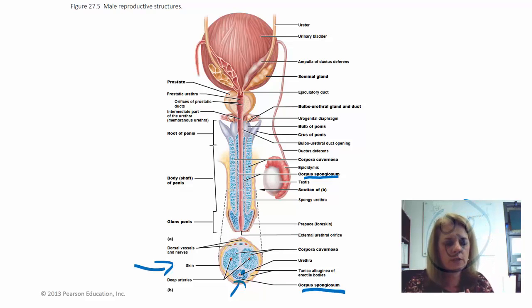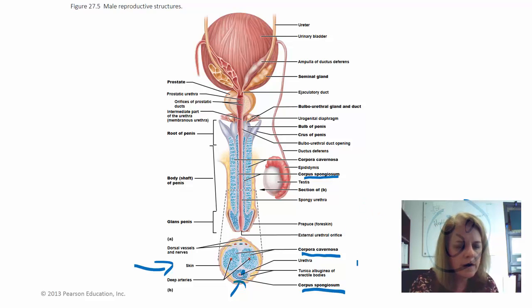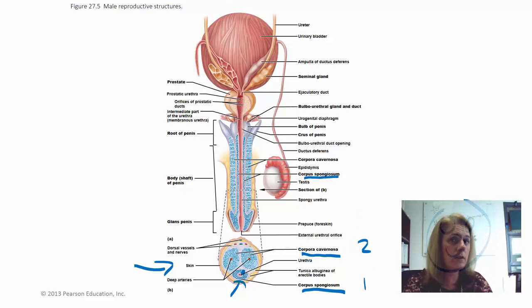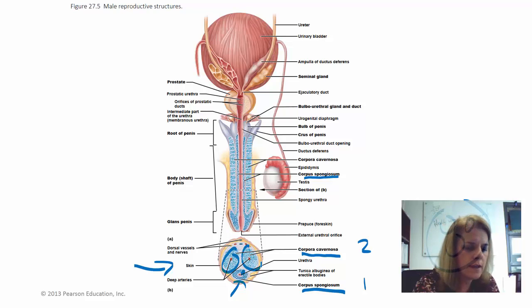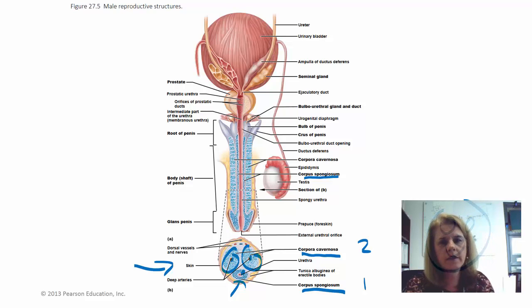That corpus spongiosum will engorge and keep the urethra from being squished and closed by the other erectile tissues, which are your corpora cavernosa. Now, corpus is singular and corpora is plural. If you're talking about both of the corpora cavernosa, you would say corpora. If you're talking about just one of them, you would say corpus. But don't get too freaked out about that, but that's why sometimes you see it say corpora cavernosa versus corpus cavernosa. You have two of these, and they each have a vessel inside. When the blood flows, it will cause those tissues to engorge.